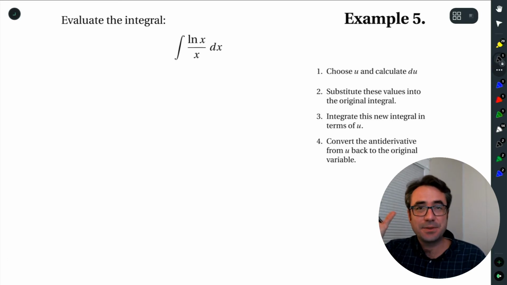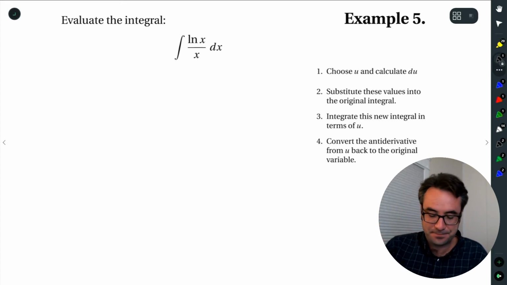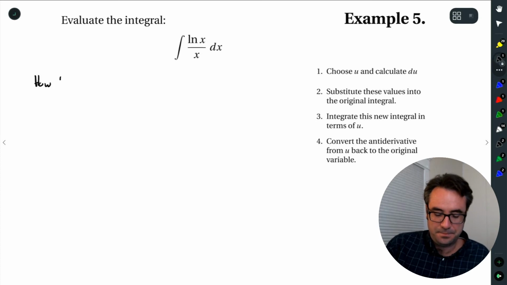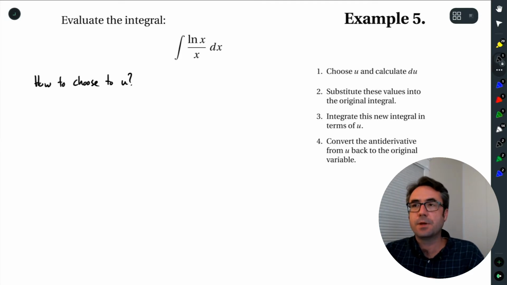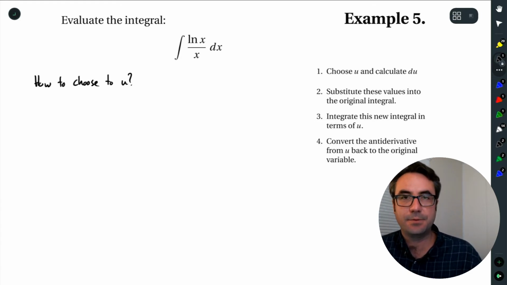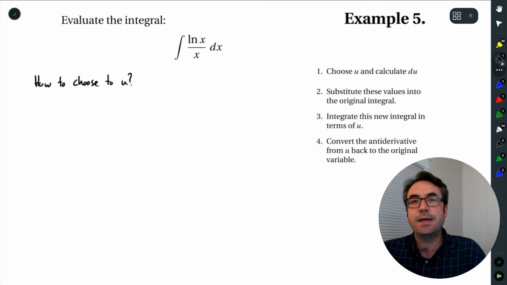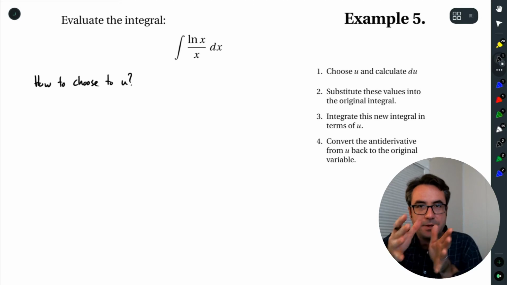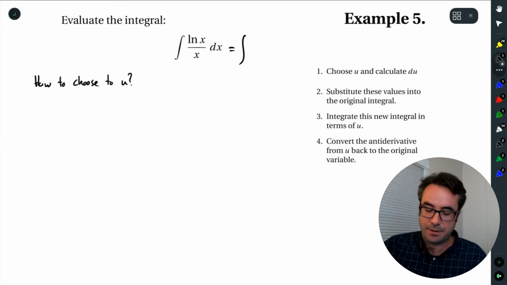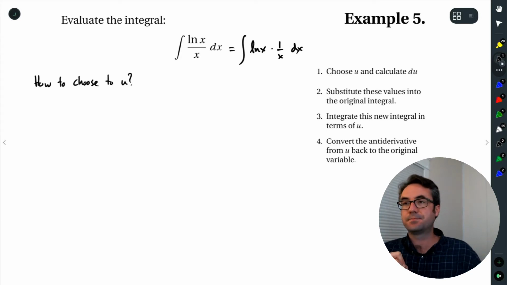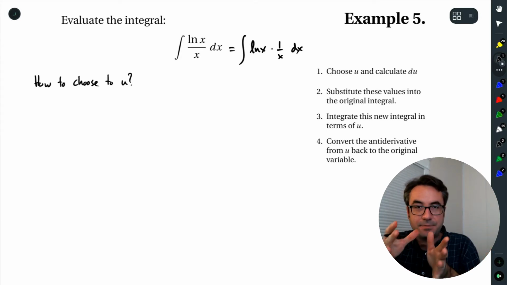And so the question is, when we look at this function, how do we choose u? Might not be altogether obvious. How do we choose u? Well, when we have functions and we're not quite sure how to pick the substitution to use, it helps to break the function apart and look at the different pieces. So let's break this fraction apart, and we're going to write it as natural log x times 1 over x dx. So we have our natural log piece, we have this 1 over x.